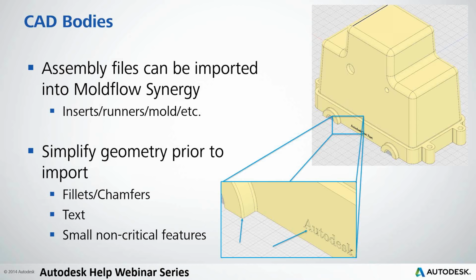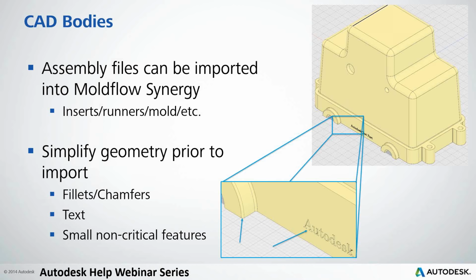Now, looking at the CAD bodies themselves, one thing that we'd like to bring up is that with Synergy, you can import assembly files. That makes it easier for inserts if you're using a part insert or a mold insert, cavities of your mold, things like that you really want to take into account with thermal history within Moldflow, and then also runner system, feed systems, whatever, just getting a better representation of that within the model.